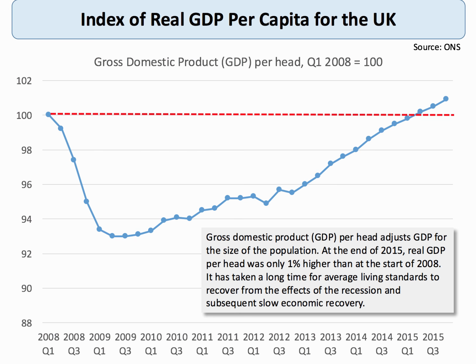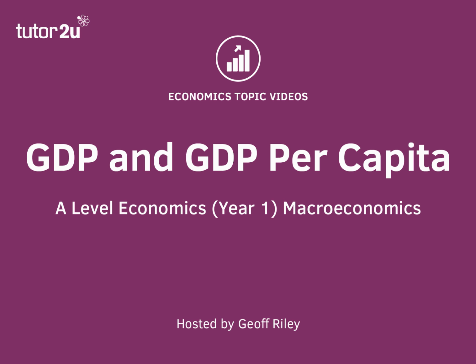So hopefully that explains to you the difference between GDP, the aggregate level of national output, and GDP per capita, the value of national output per person.